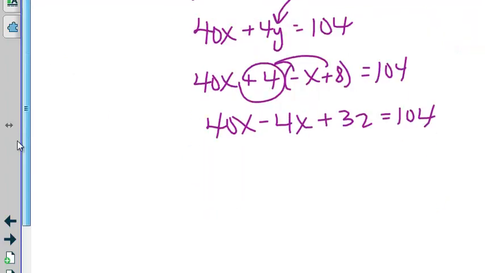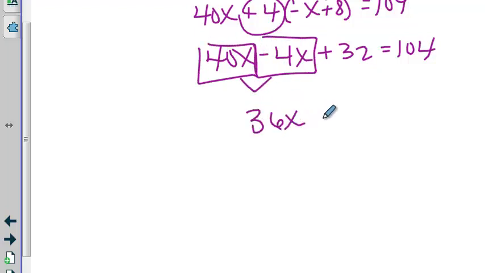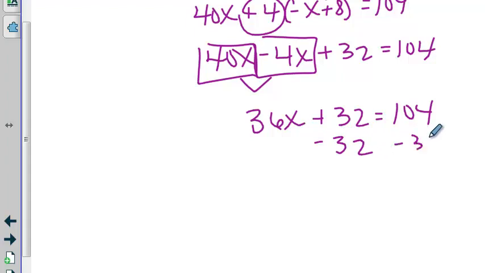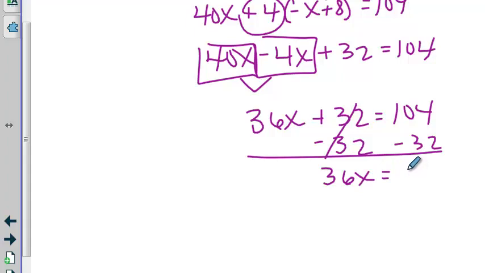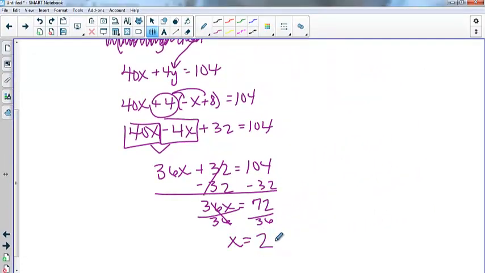Now what? Like terms, so I have 40x minus 4x gives me 36x plus 32 equals 104. Now what? Subtract 32 from each side. So I have 36x is equal to 72. Now what? Divide by 36 on each side. So I have x is equal to 2.